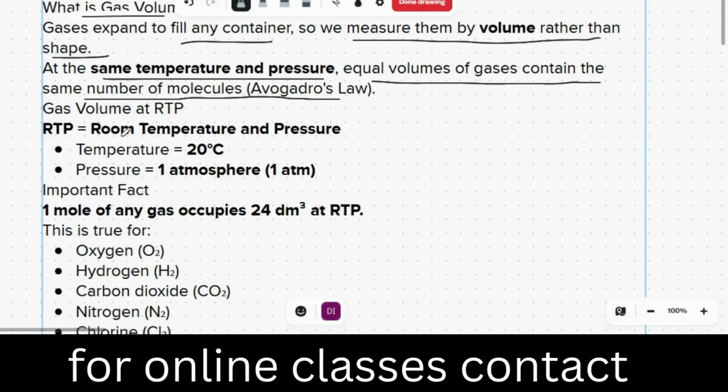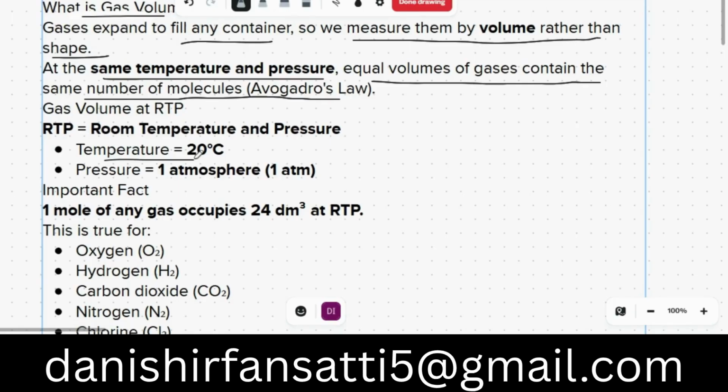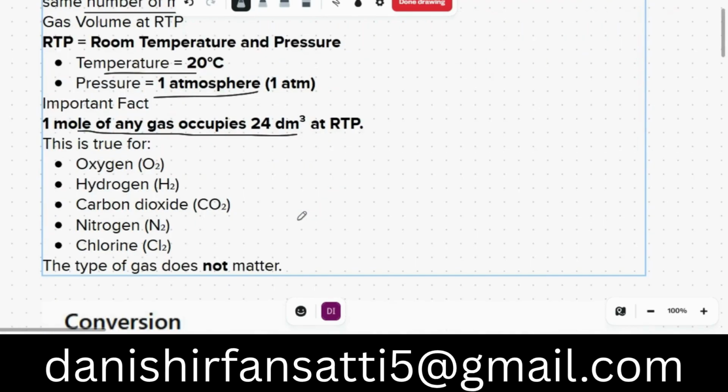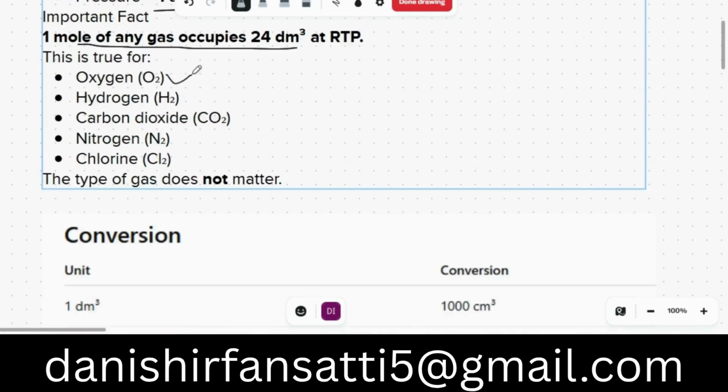Gas volume at room temperature: at room temperature and pressure, if the temperature is 20 degrees and the pressure is 1 atmosphere, 1 mole of any gas occupies 24 dm³. Is it true? This is true for oxygen, hydrogen, carbon dioxide, nitrogen, and chlorine. It does not matter which type of gas.